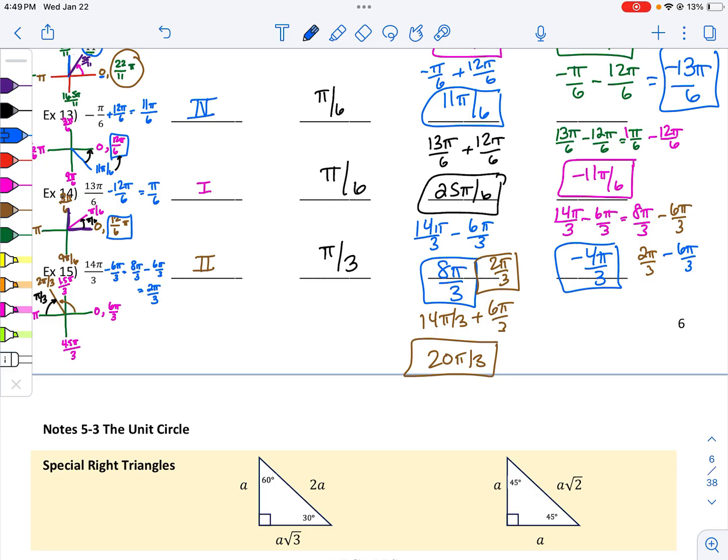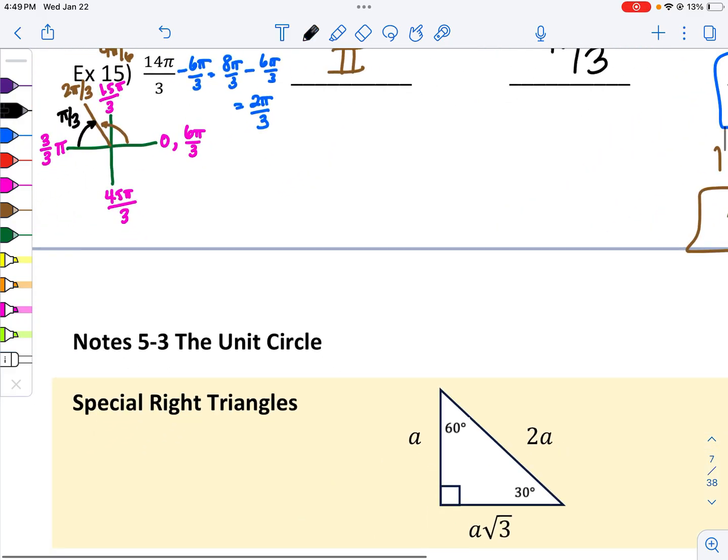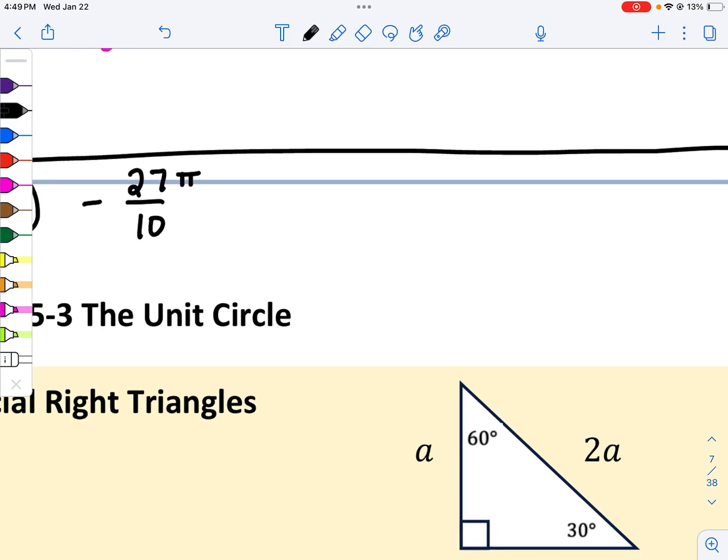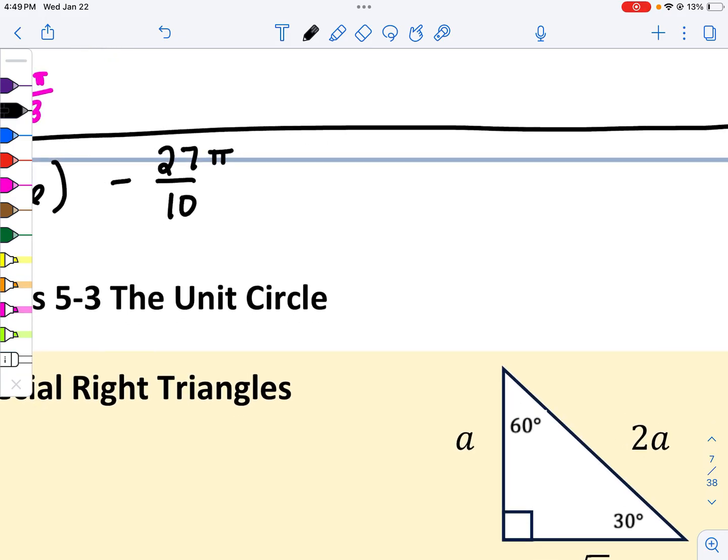All right, I want to squeeze one more in here. So I'm just going to draw a little line here. We'll call it example 16. And I want to go ahead and do, let's say, negative, let's see, we'll make it nice and do out of tens. We'll go negative 27 pi over 10. There we go. I was going to pick something that could be reduced, but I don't want to do that.